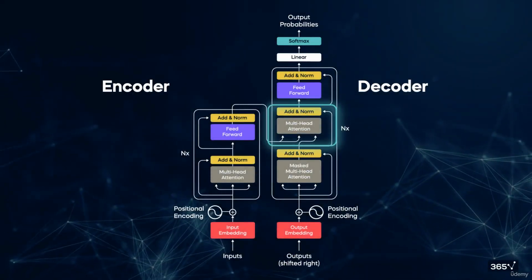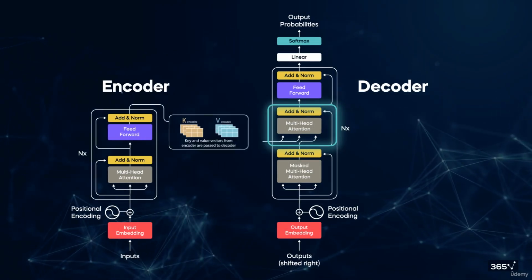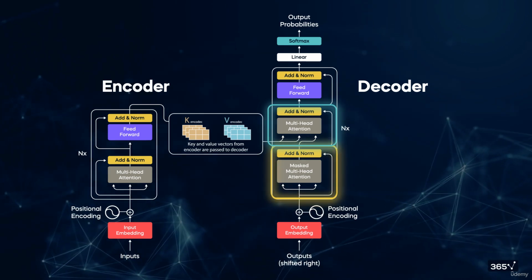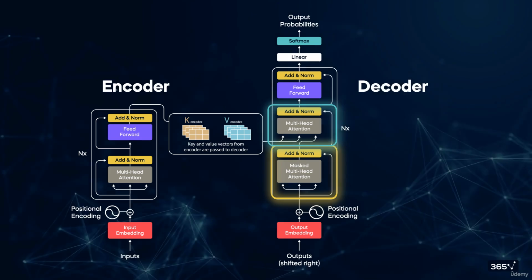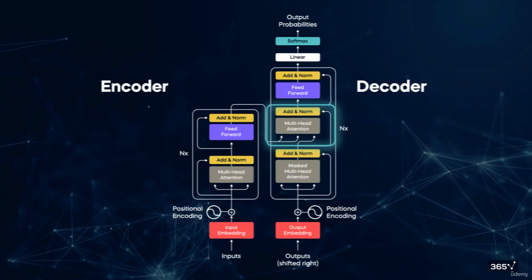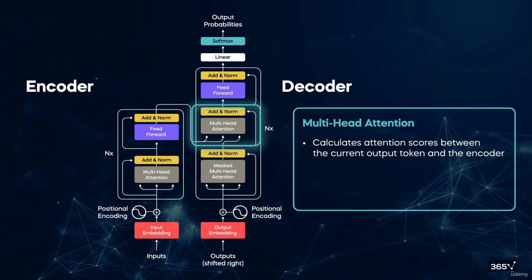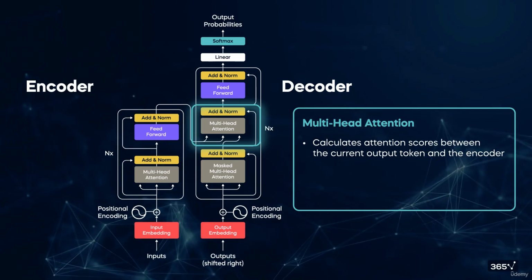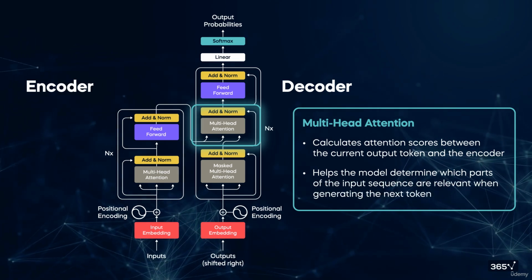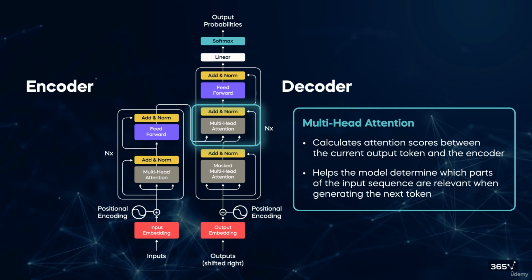The multi-headed attention layer in the decoder block receives inputs from both the encoder block and the masked multi-head attention layer. In addition to self-attention, the decoder's multi-head attention also calculates attention scores between the current output token and the encoder outputs. This step helps the model determine which parts of the input sequence are relevant when generating the next token for the output.